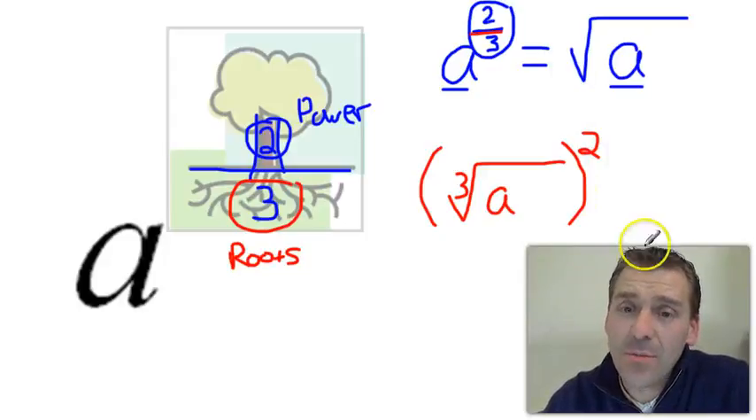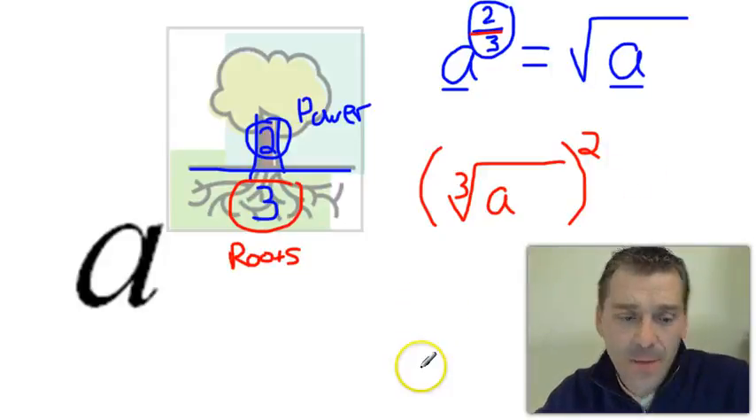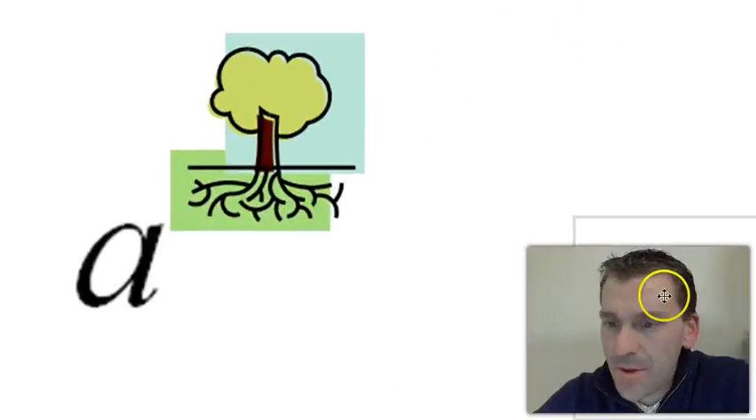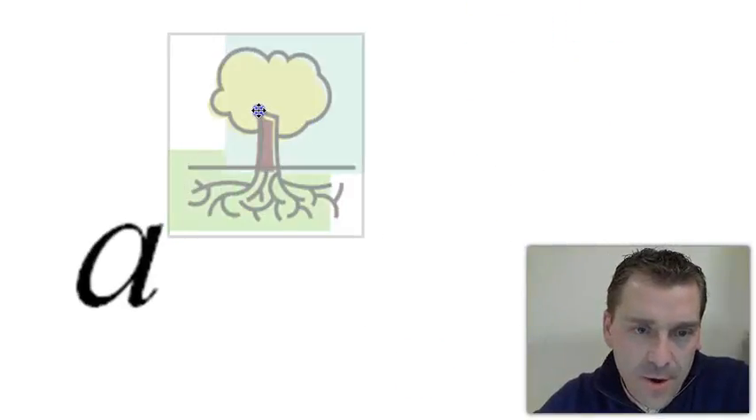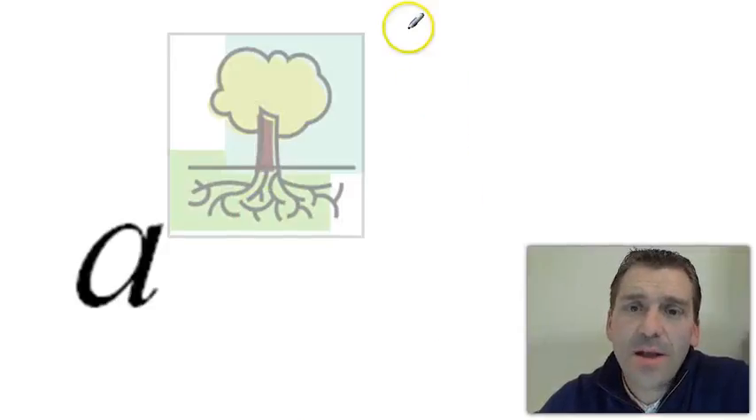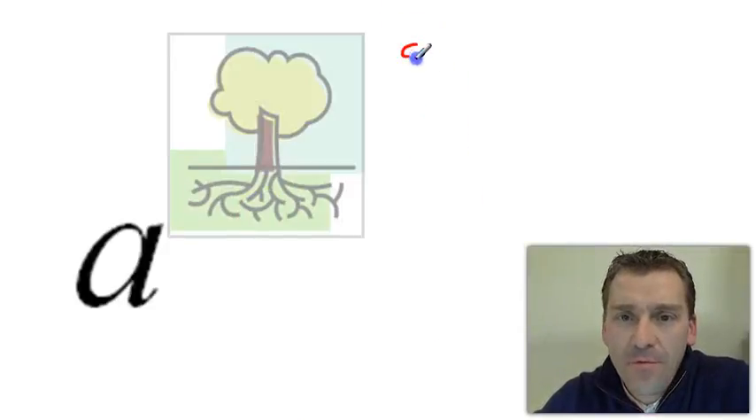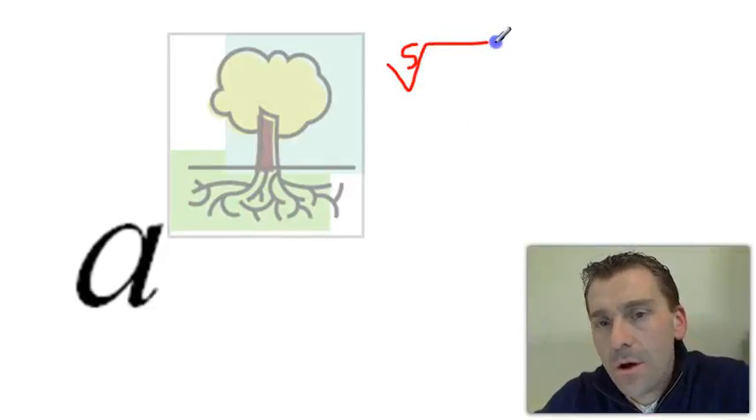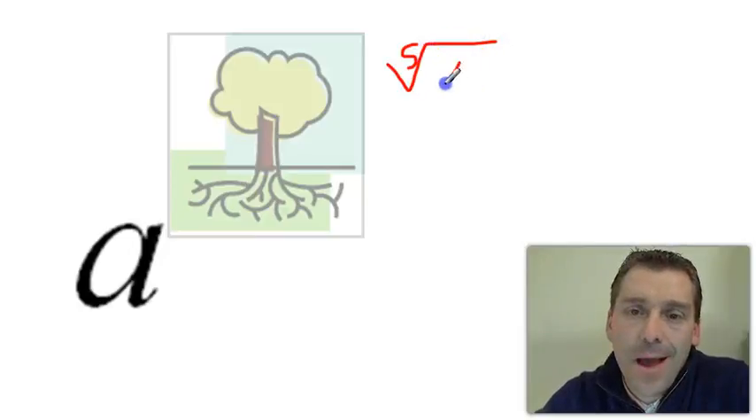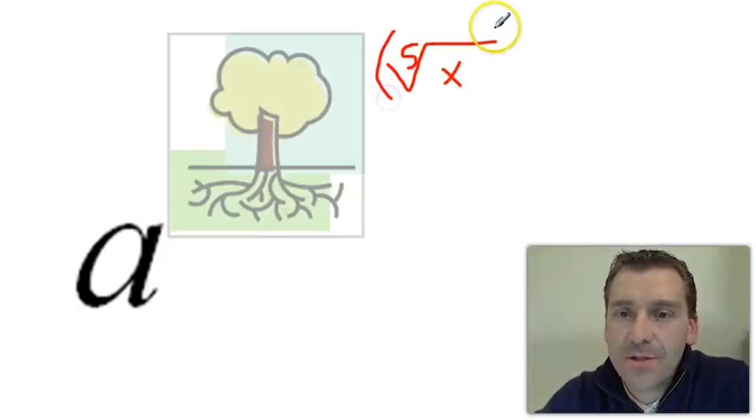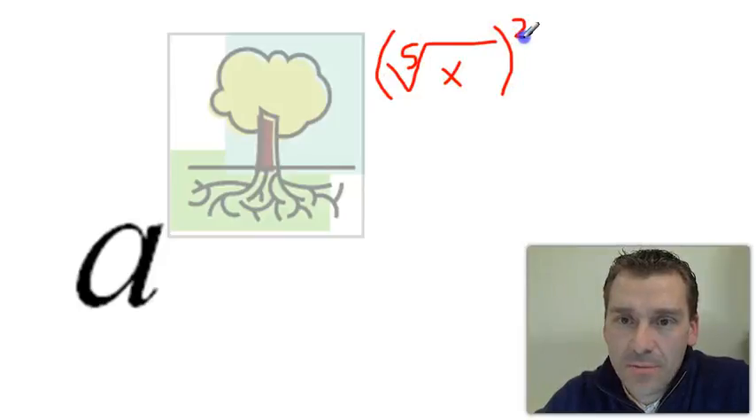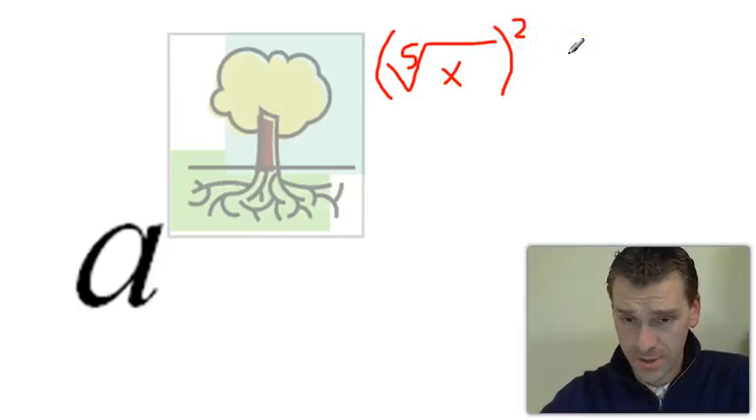By the way, it works the same if you were given something like this. Let me erase and give you another example. Let me put this back over here. Okay, so let's go the other way. Let's say we had something like this. I don't know, 5th root of x, all of this raised to the 2nd power. Something like that. Watch this.